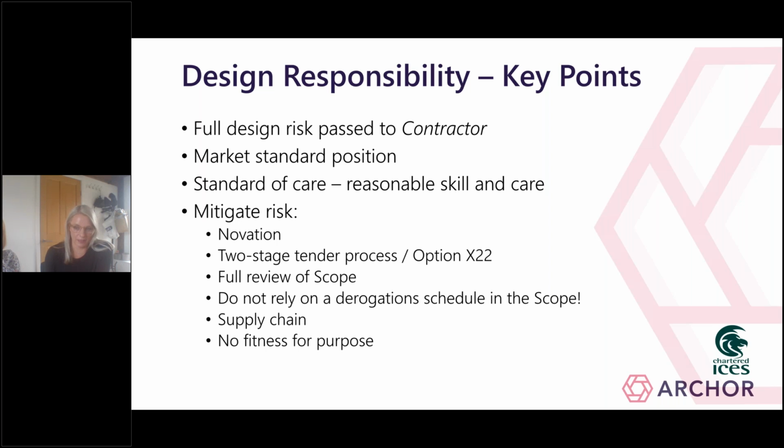It goes without saying, really, a full review of the scope is essential. One thing that we often see contractors doing is including a derogations schedule within the contractor's scope. Most contracts that pass on full design risk make it clear that the contractor is responsible for all of the documents, including discrepancies between them. So simply including a derogation schedule is not likely to be sufficient unless you've also stated in the contract that it takes precedence over all the other documents. So just be a bit careful with the derogation schedule.